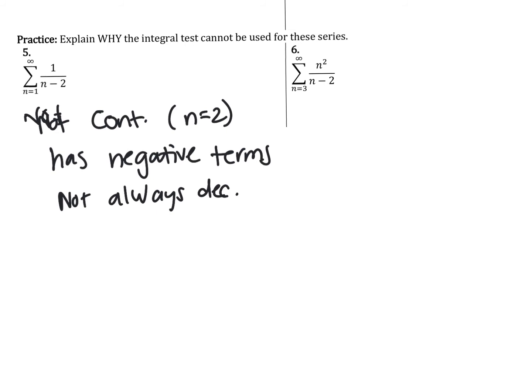If you look at the second one, the very first thing that I notice is that this is increasing, so we can't use it. It is continuous, and it does look like all the terms are going to be positive since we start at 3, but since it's increasing, we would not be able to use the integral test.